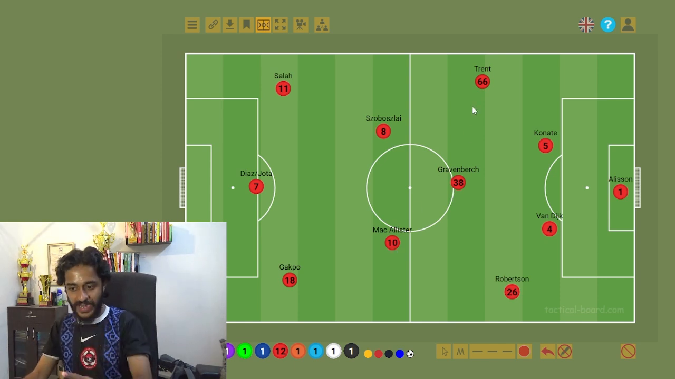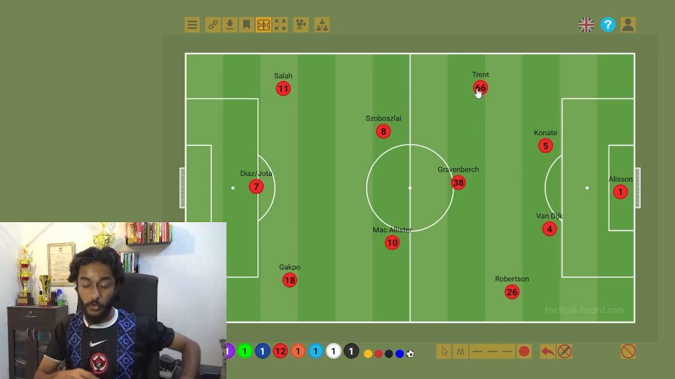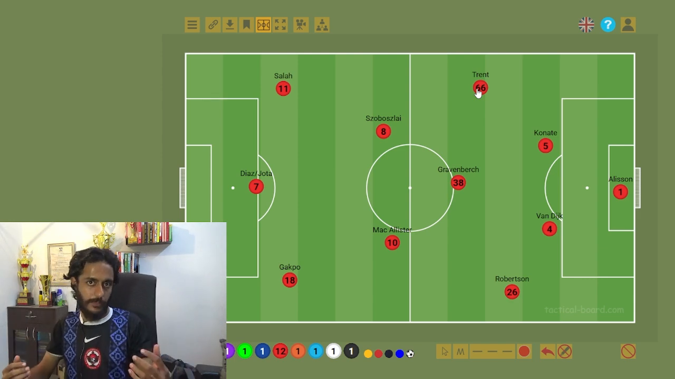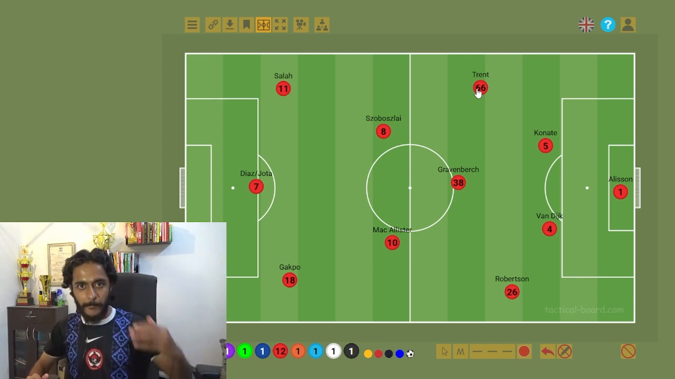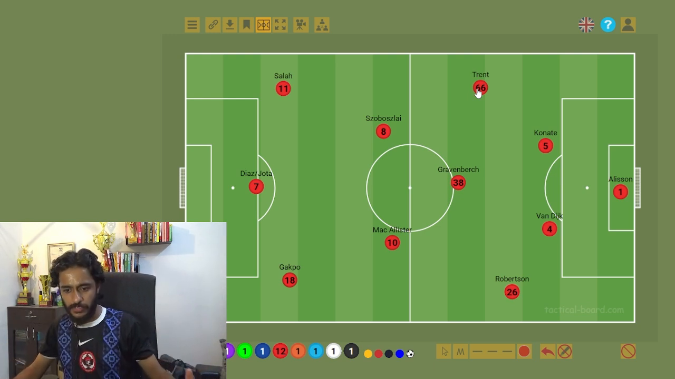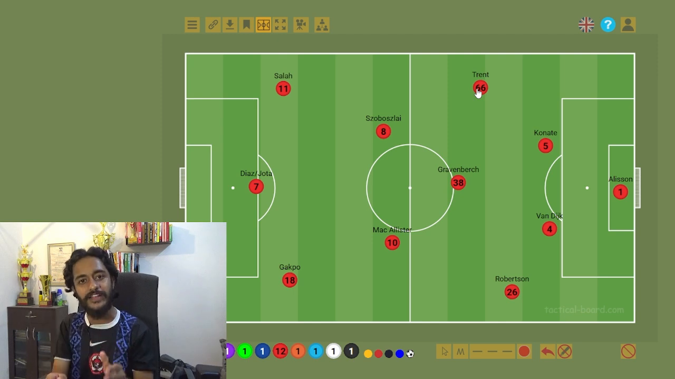Now, Trent in this system was used in what they call in rugby, and now that word is also being used in football a lot, quarterback. Now, quarterback is basically dictating the game from a deeper position, playing brilliant passes, almost Andrea Pirlo-esque passes through the lines, through the gaps, over the top, but right into the player's path.